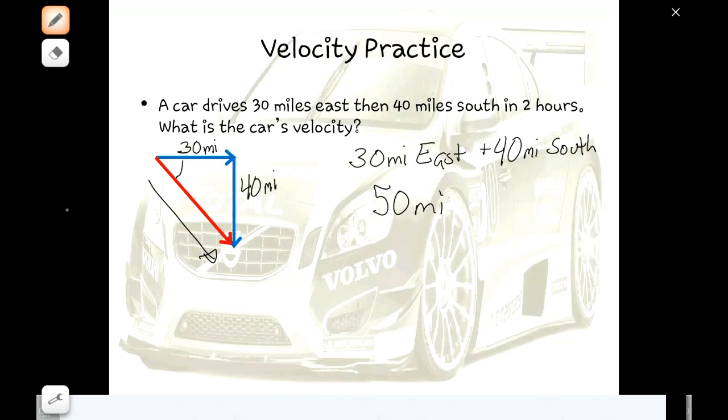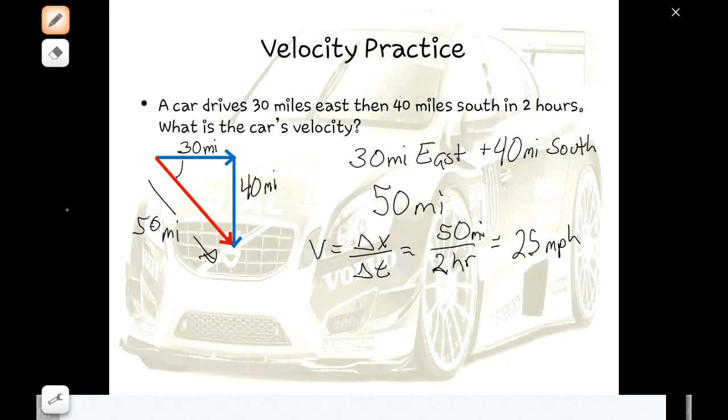Now I need to figure out the car's velocity. So velocity equals delta x divided by delta t. This red vector we said was 50 miles, so I have 50 miles divided by my time, which is 2 hours. That gives me 25 miles per hour.